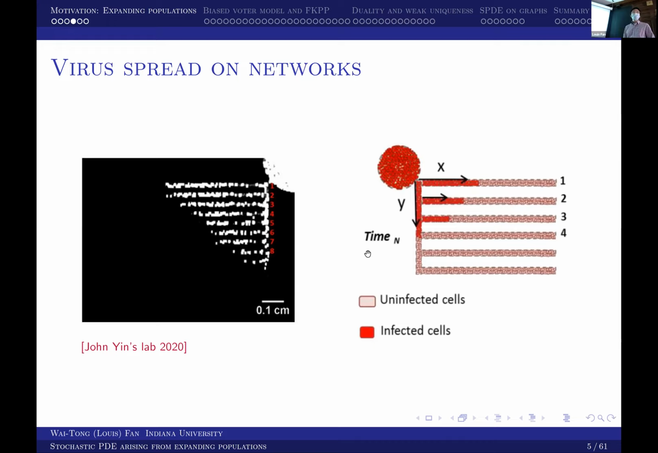We're looking at this type of system recently, a two-color model with defective interfering particles. And we see different spatial patterns and fluctuations near the front. We look at how to make predictions and inference for this kind of system for different network structures, basically to understand the effect of the underlying metric space on virus infection.